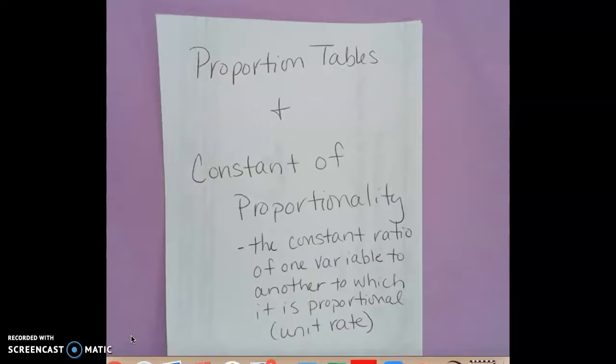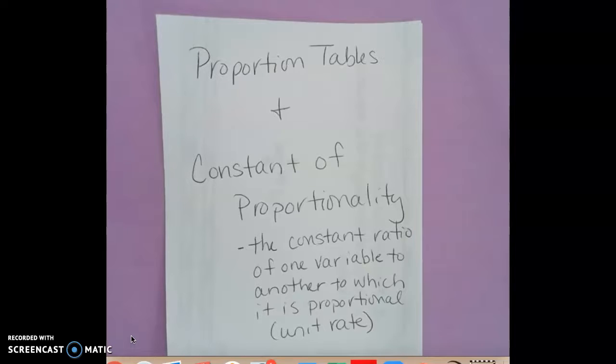Alrighty, my mathematicians, it's time to start looking at proportion tables. And after we look at tables and determining if they're proportional or not, we're going to also look at the constant of proportionality. If we look at the definition for the constant of proportionality, it says the constant ratio of one variable to another to which it is proportional.